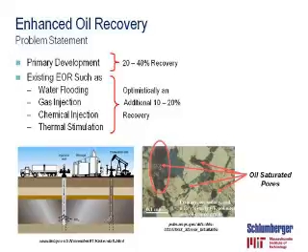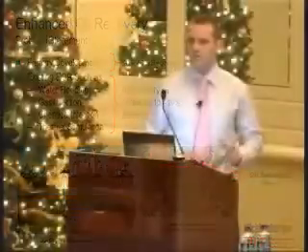So during the oil recovery process, through primary development, it's possible to get about 20 to 40% of the oil out of the ground. So primary development is basically drill and pump. Existing enhanced oil recovery techniques such as water flooding and gas injection, etc., can optimistically recover an extra 10 to 20%. And basically what this means is you're leaving almost half the oil in the ground.